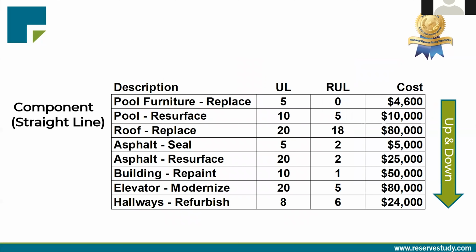So the component method looks at each component individually and calculates a reserve contribution for each one. So think of it as an up and down method. And calculating all the individual pieces and summing them up at the bottom. Line by line by line, just all the components individually. Exactly.